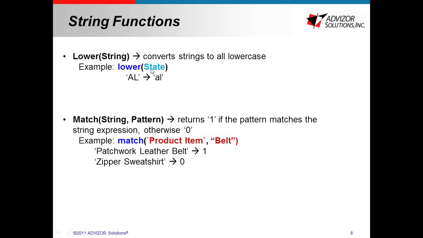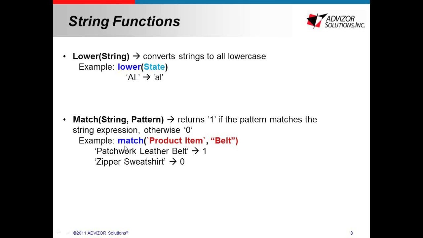So, for example, if you had a state abbreviation and you used the lower function on it, the capital A, capital L would just be all lowercase, a and l. You can also match a portion or an entire value of a field using the match function. You would simply type match, the field you are matching, and the pattern or value you're looking for. If the pattern matches the value in the field, a 1 is returned. If it does not, a 0 is entered.